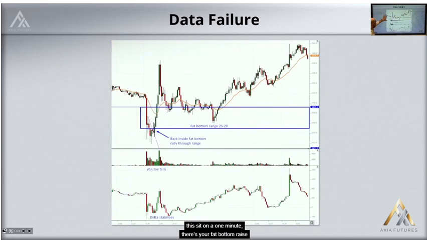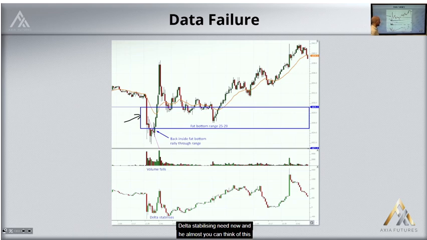And so this is what happens. This is it on a 1 minute. There's your fat bottom range, the bit where you need the volume, you need the charge through, and you get it. You get the volume. Now you need acceptance. Bearing in mind this is a 1 minute chart, yes, we've still got reasonable volume, but it is starting to fall away.